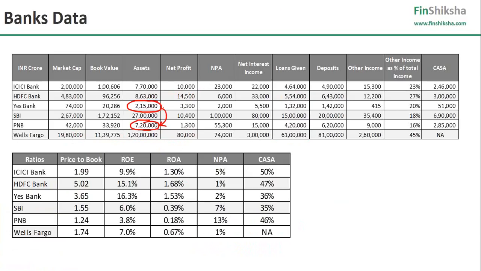And when it reaches that asset size, note that for the same amount of assets, they are generating significantly better net profit. Their net profit is nearly 2.5 times at 1/3 the asset size. And that's because NPAs are much lower. NPAs for PNB are nearly 27 times higher. And so consequently, their valuation is better.